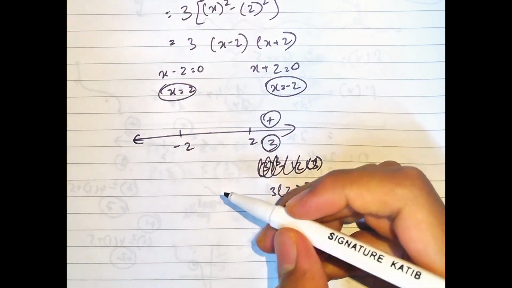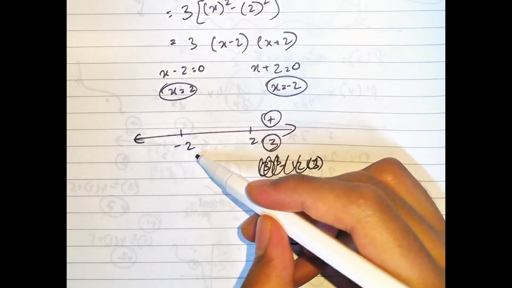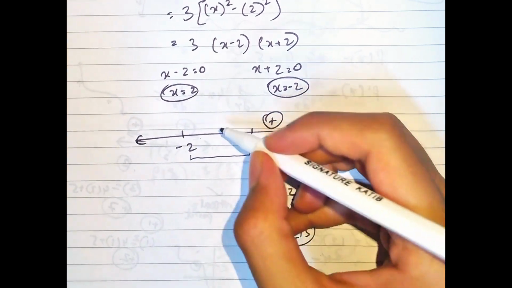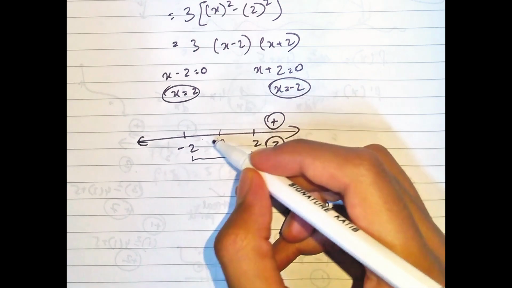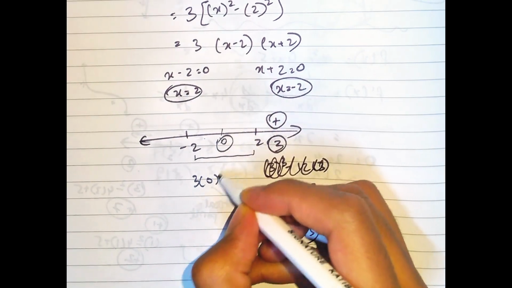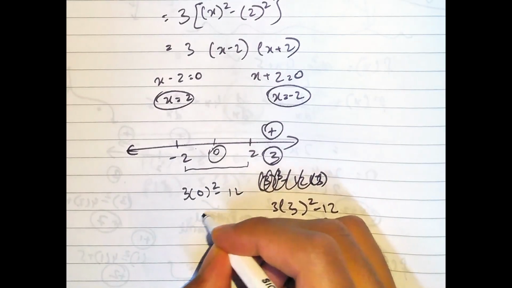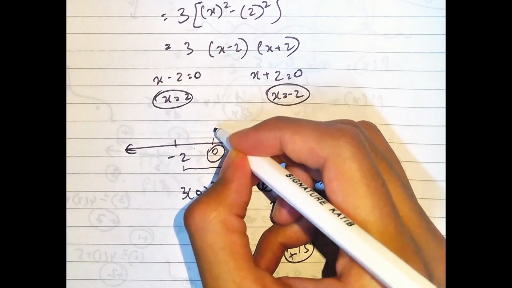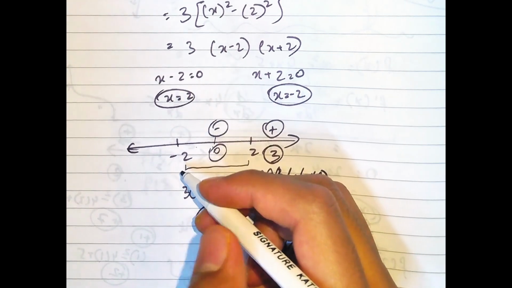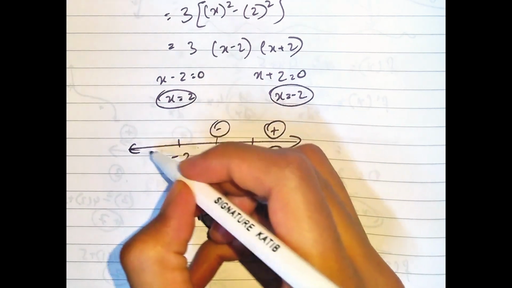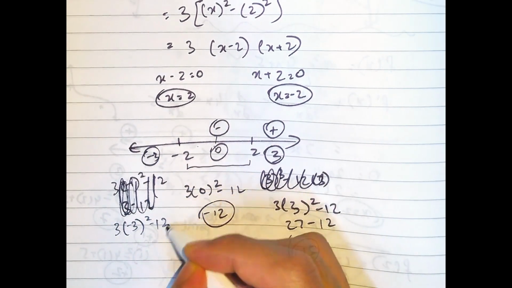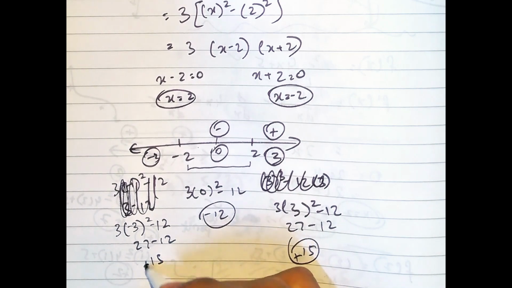Now what will happen if the value lies between negative 2 and 2? Let's take 0 as a test point. If we put in 0, 3 times 0 squared is 0, minus 12, we get a negative value between both of these critical points. Now what will happen if the value decreases? Let's try negative 3. We have 3 times negative 3 squared minus 12. This is the same as 15, so we are getting a positive value.